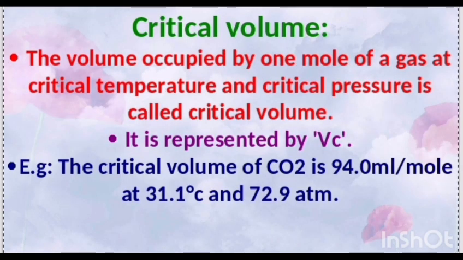Critical volume. The volume occupied by 1 mole of gas at critical temperature and critical pressure is called critical volume. It is represented by Vc. Example: the critical volume of CO2 is 94.0 per mole at 31.1 degrees Celsius and 72.9 atmospheres.